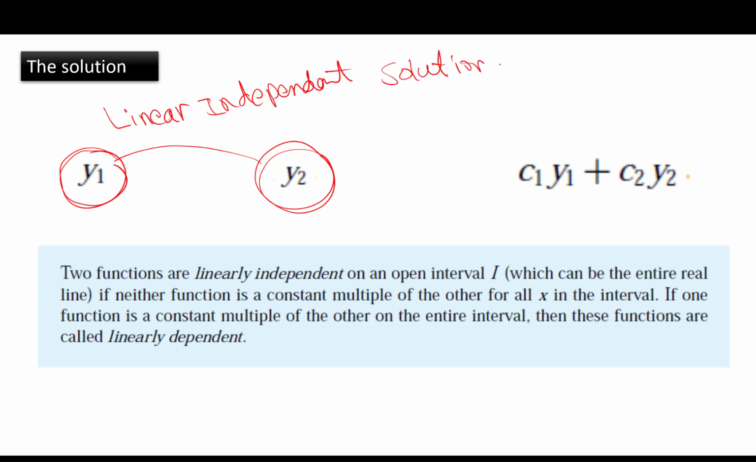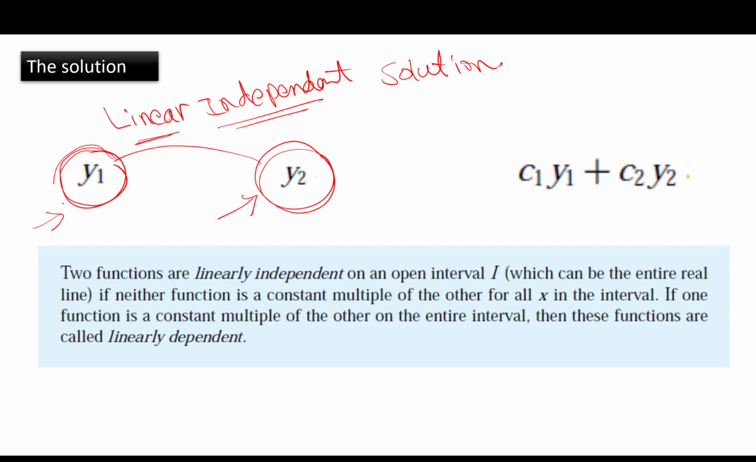Okay, this is what we are going to have in the beginning. We're going to search for two independent, linear solutions for our equations. Two functions are linearly independent on an open interval I, which can be the entire real line, if neither function is a constant multiple of the other for all x in the interval. What is the meaning of this?